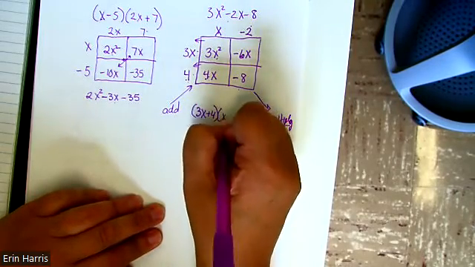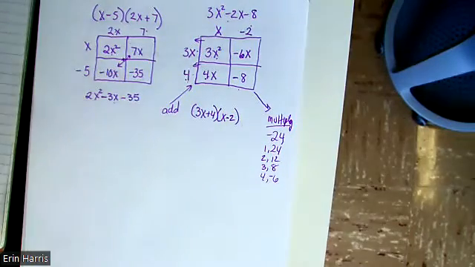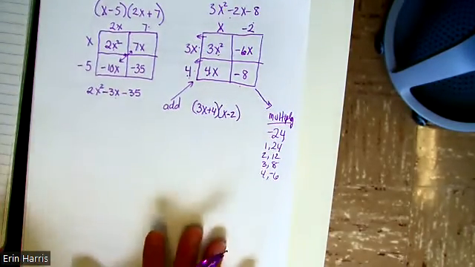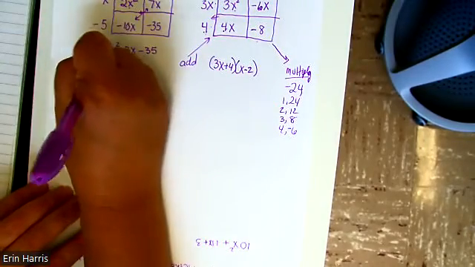Okay, so this really is the AC method with just a different look to it, okay? And those of you that are more visual, you might prefer this, right, to the factor by grouping model. All right, so let's do another one.